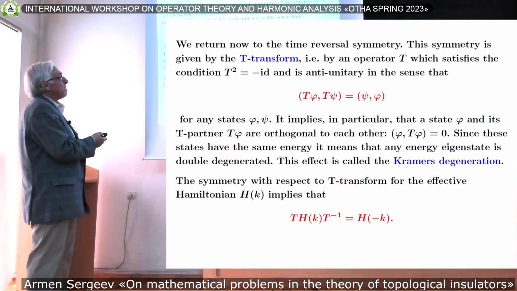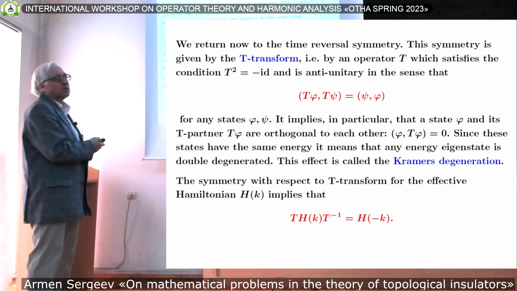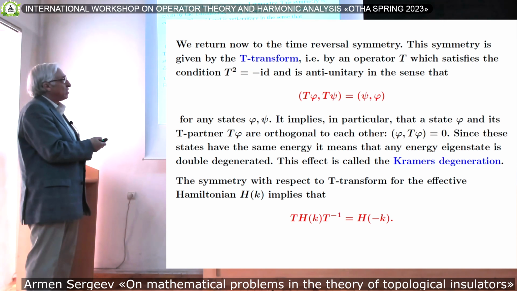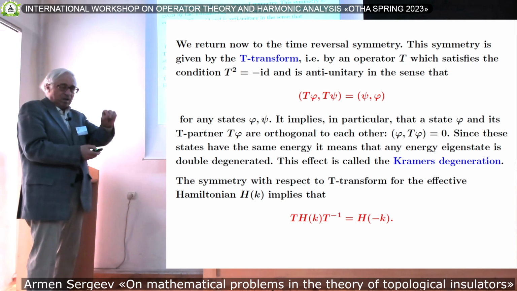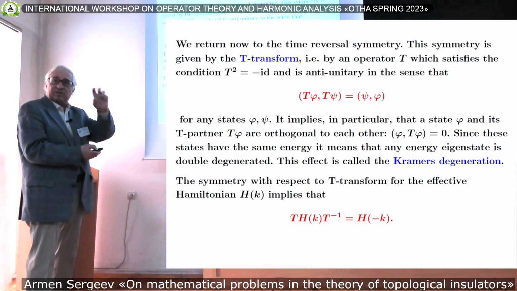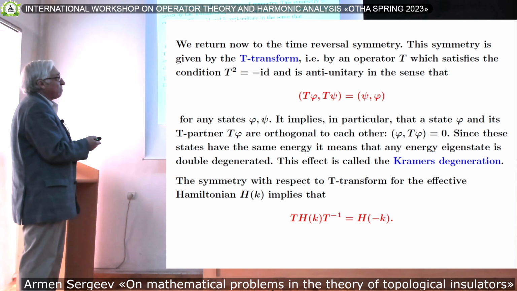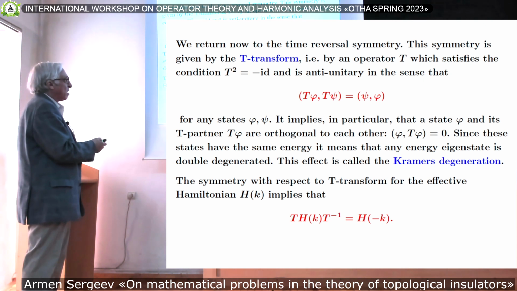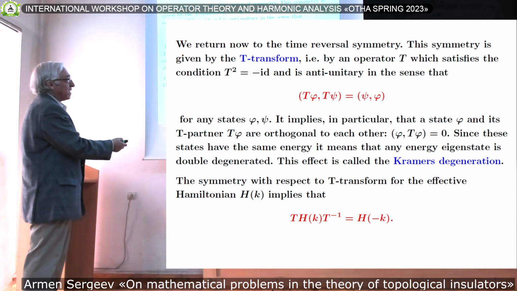Since the states have the same energy, it means that any energy eigenstate is doubly degenerate. This famous effect is called Kramers degeneracy. So all eigenstates are doubly degenerate. That's a non-trivial property. The symmetry with respect to the T transform for the Bloch Hamiltonian H(k) means the following. If we take the conjugation with respect to T, here we get H(-k). So this is k replaced by minus k.